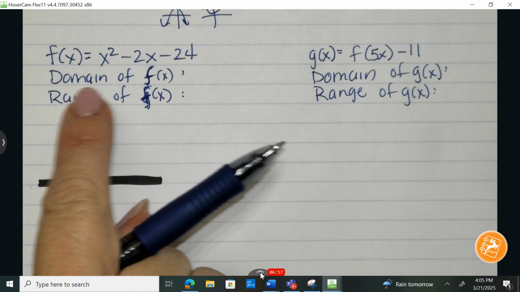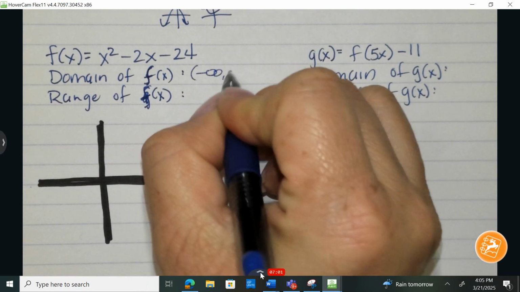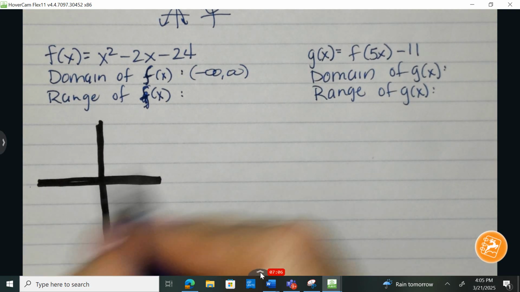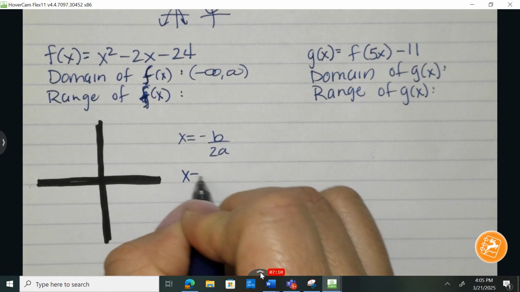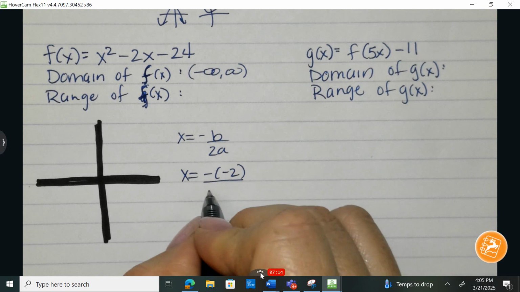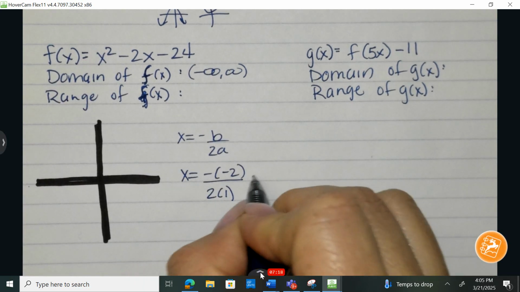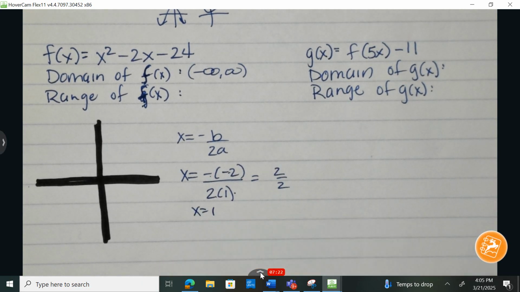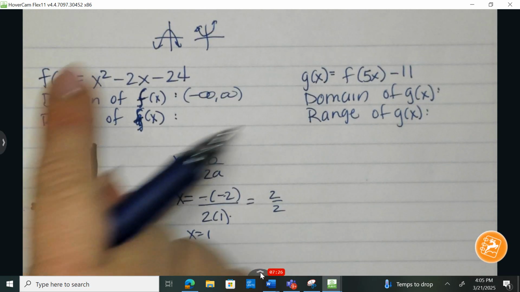I know that there is no limitation on the domain of a function. So the domain is negative infinity to positive infinity. And now I'm going to use this formula, x equals negative b over 2a. The b in this case is a negative 2, so 2 negatives will make a positive, and then 2 times a, we don't see a number in front, it's really a hidden 1. So 2 negatives is a positive, 2 times 1 is 2, so I get an x value of 1.